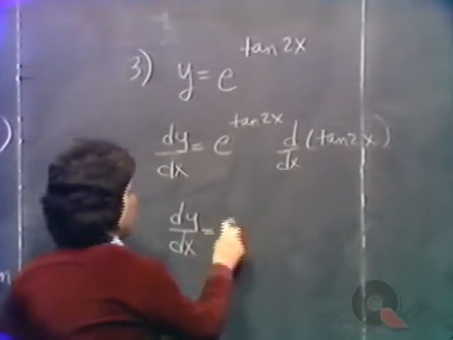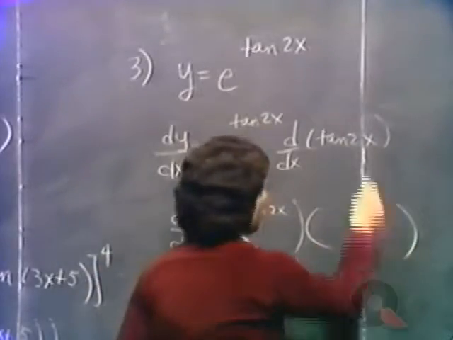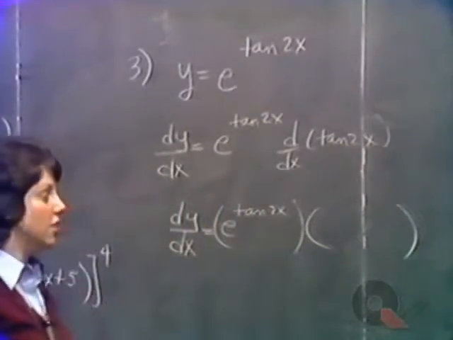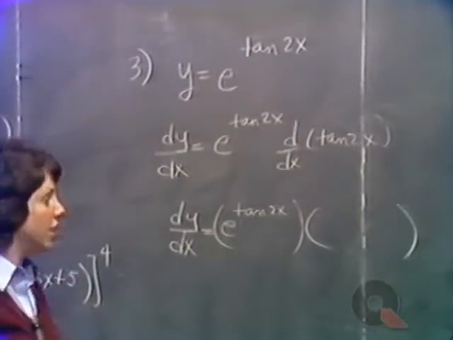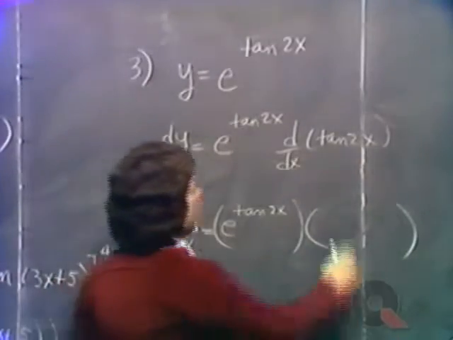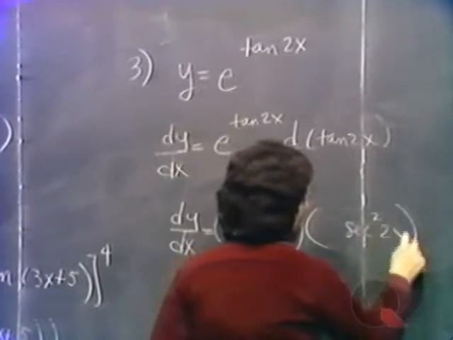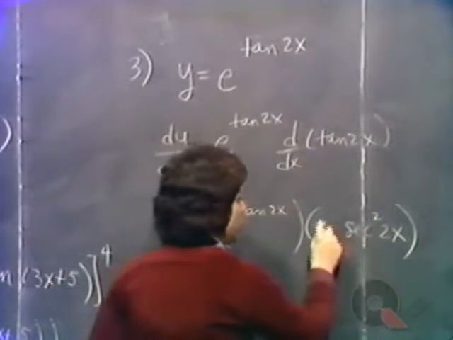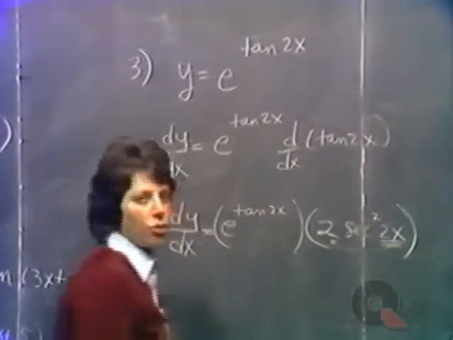Okay, now you say, well, what is the derivative of the tangent of 2x? It's the tangent of a function. And what is the derivative of the tangent of a function? Once again, looking at our formula sheets, the derivative of the tangent of a function is secant squared of that function times the derivative of the function, the derivative of 2x, which is 2.